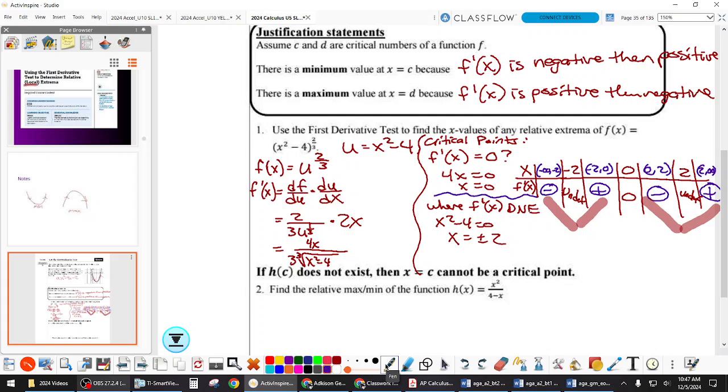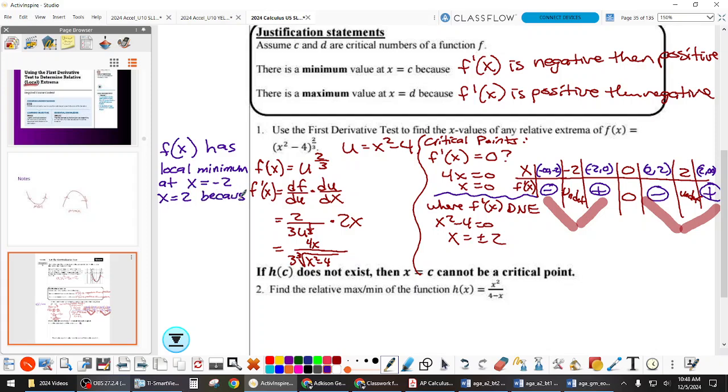So how would we describe this? F of x, and put a prime, f of x has a what? Yeah, and I'm going to write the word local in there. There's 2 of them, so at x equals negative 2 and x equals 2.